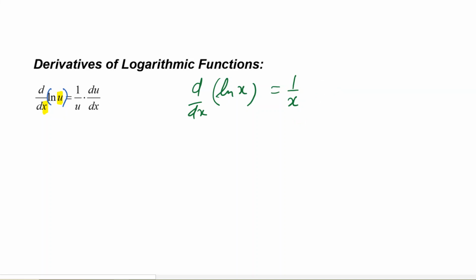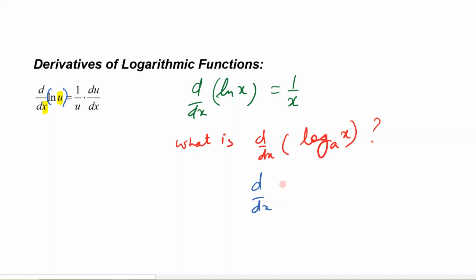So what if we don't have the ln function, and instead of ln you have log to some other base? If you have another base, log a x, what is the derivative of this thing? Then our formula is: the derivative of log of x to the base a is 1 over x ln a.